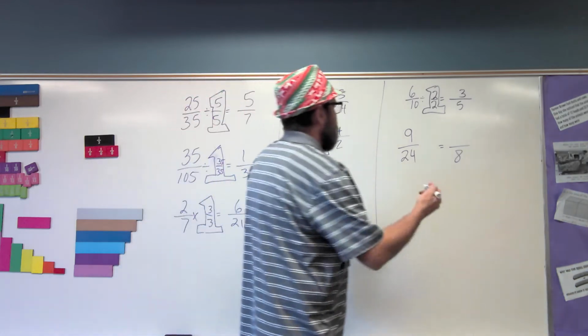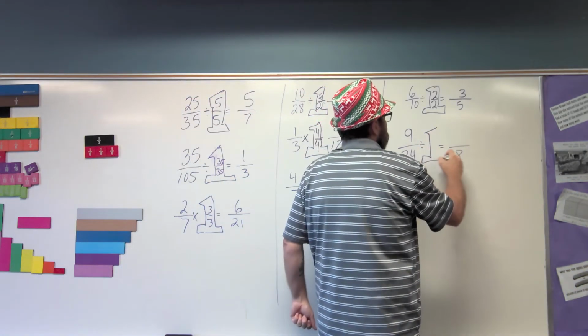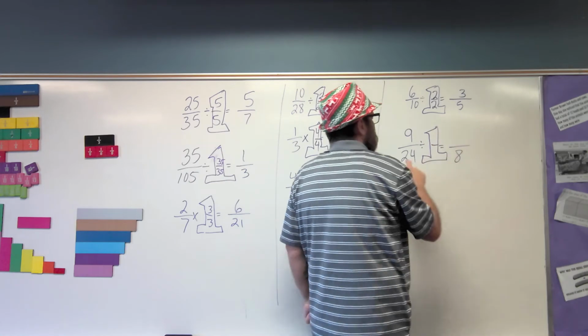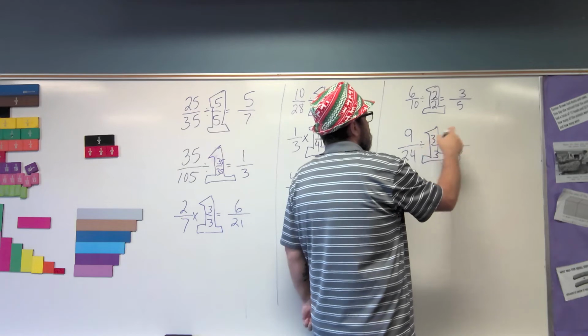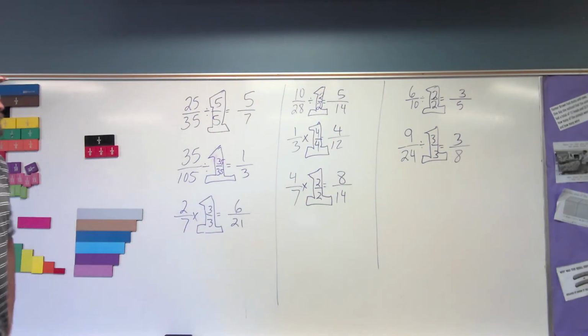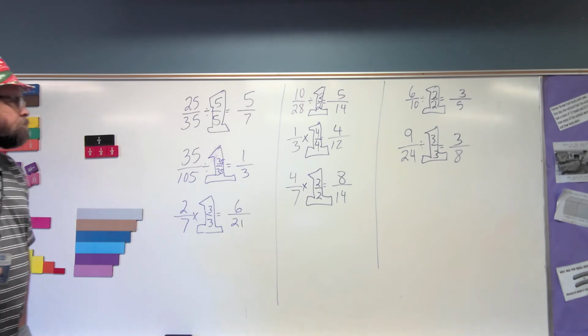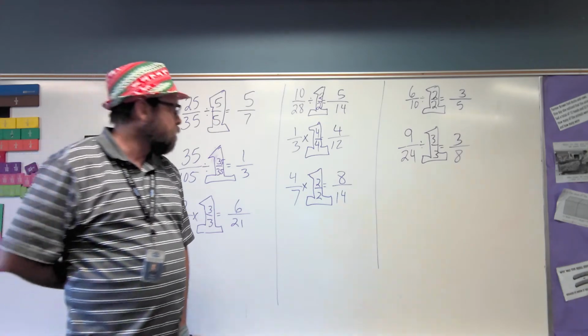9/24, we're going to 8, so we're getting smaller. I need to divide by a fraction that equals 1. 24 divided by 3 equals 8. 9 divided by 3 equals 3. So these are the slides that we did from the equivalent fraction slides. And we'll continue practicing equivalent fractions, because those are really important as we continue our fraction unit.